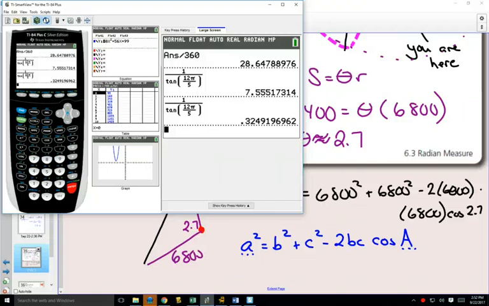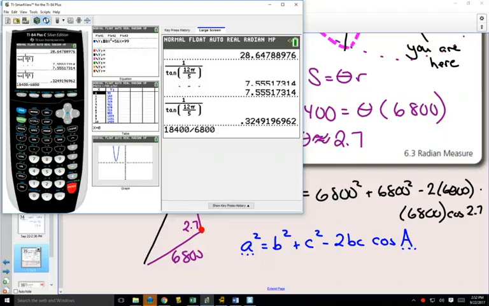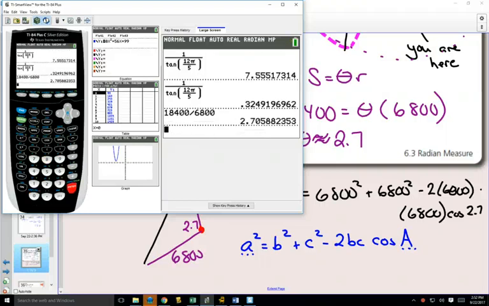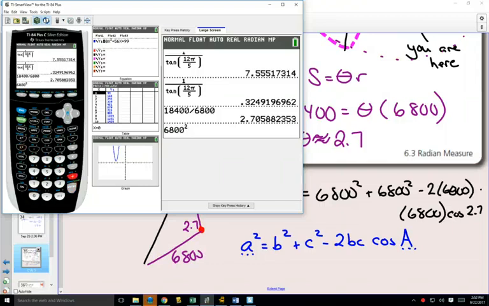So first of all, I'm going to get the number that we had before. 18,400 was divided by 6,800 to get 2.7. That was probably the last thing you have in your calculator. Now, I'm going to go to the equation here. I'm going to write the right-hand side. So 6,800 squared plus 6,800 squared minus 2 times 6,800 times 6,800. The calculator is very smart. When you put brackets there, it knows that you're multiplying.